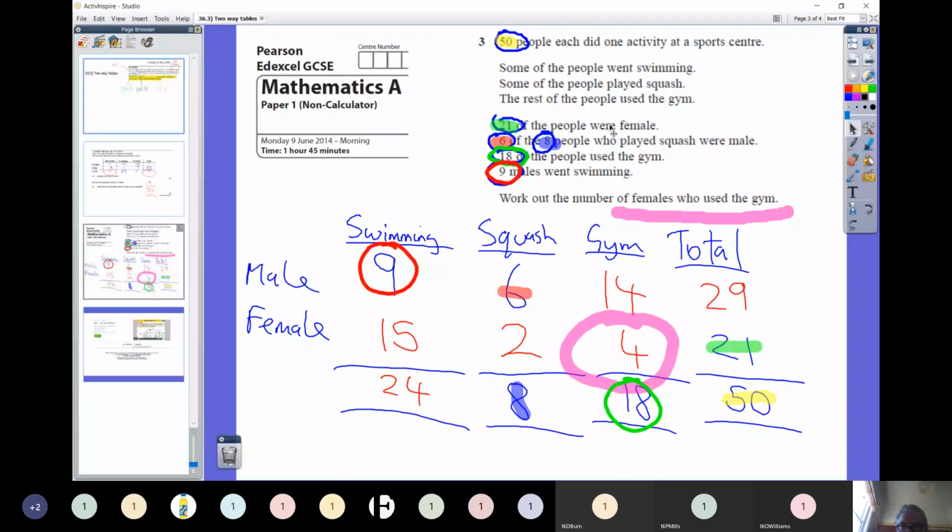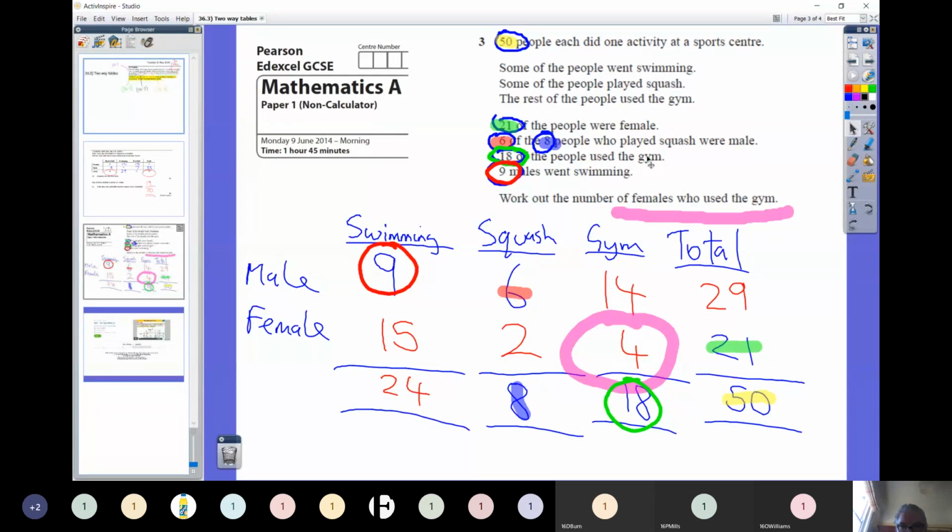6 of the 8 people who played squash were male. So 2 facts there. Here's the squash column. There are the 6 male, and there is the total number playing squash, which is 8. So 6 out of 8. Just the blue numbers for now.